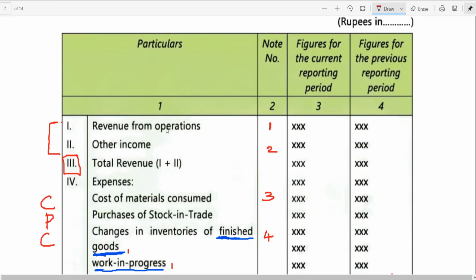O means other expenses. Then total revenue minus total expenses is profit before tax. From the profit before tax, if you deduct tax, you'll be getting profit after tax. Generally, that is what we'll be doing. Okay, if you are having exceptional items also, so what is it that we do?